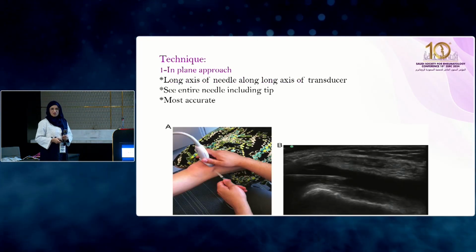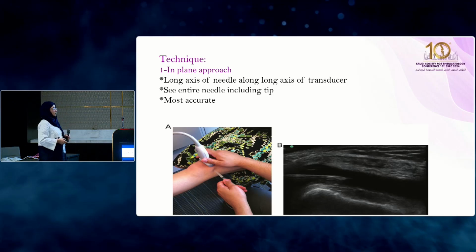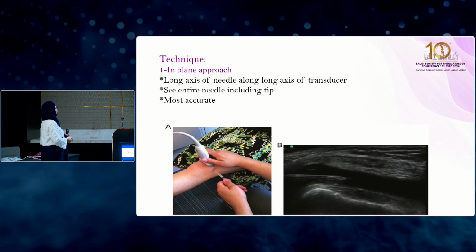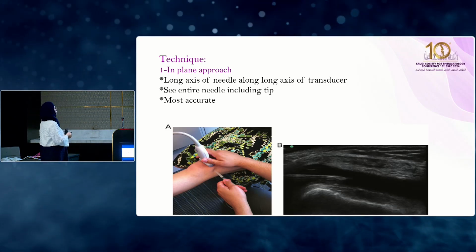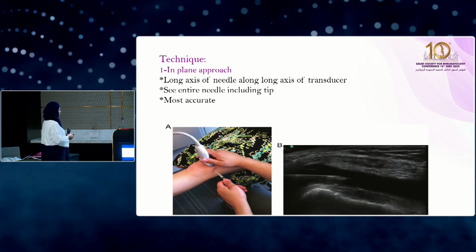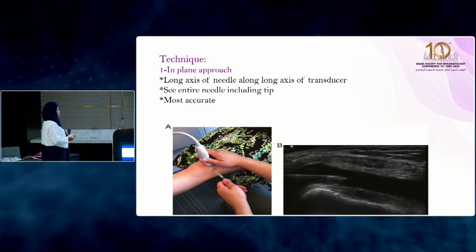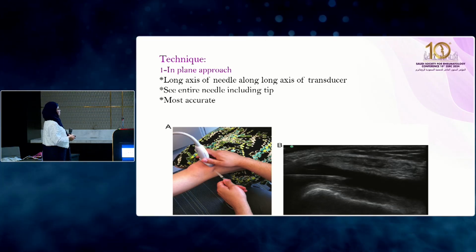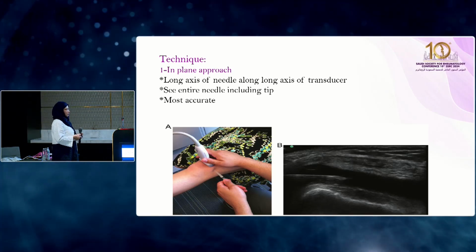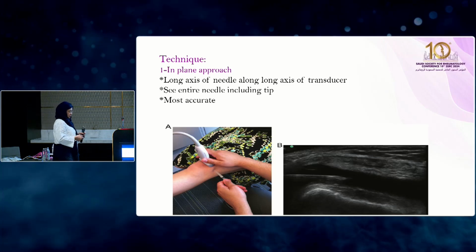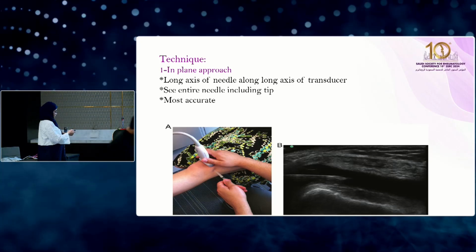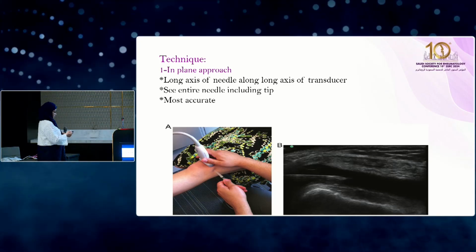The technique: we have two techniques when you inject a joint, the in-plane technique and the out-of-plane technique. The in-plane technique is more accurate, with the long axis of the needle along the long axis of the transducer, as you can see, and then you can see the whole length of the needle from the tip until the area of insertion. This is more accurate, and you have to select the technique you want to inject the patient with. So this is an injection of the knee, aspiration of the fluid, and this is the in-plane technique.